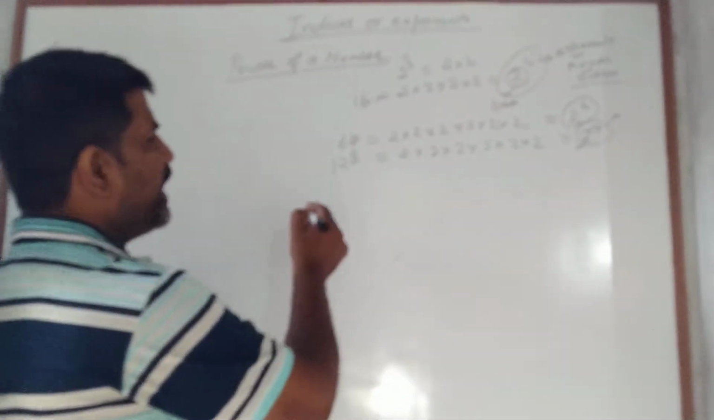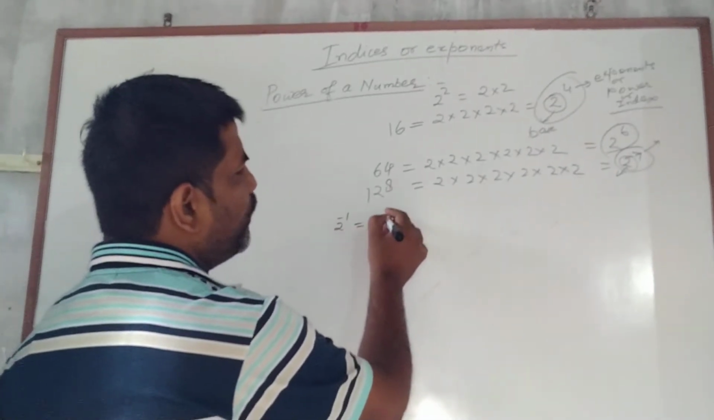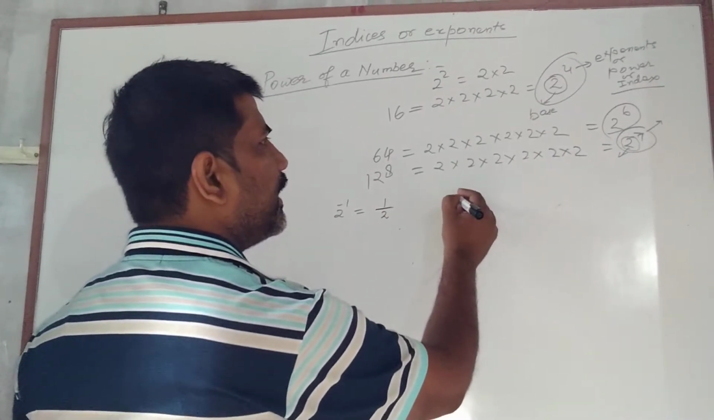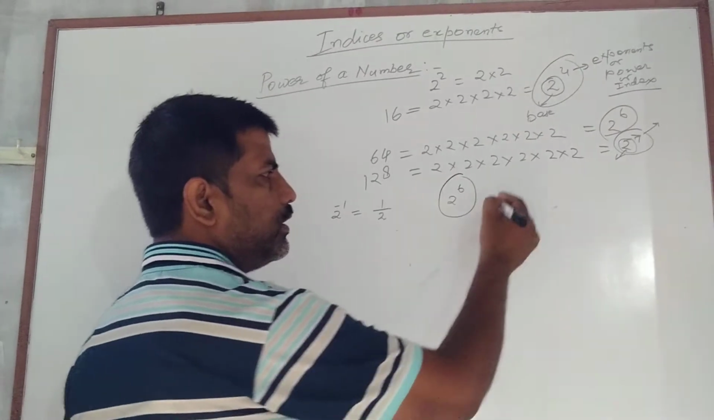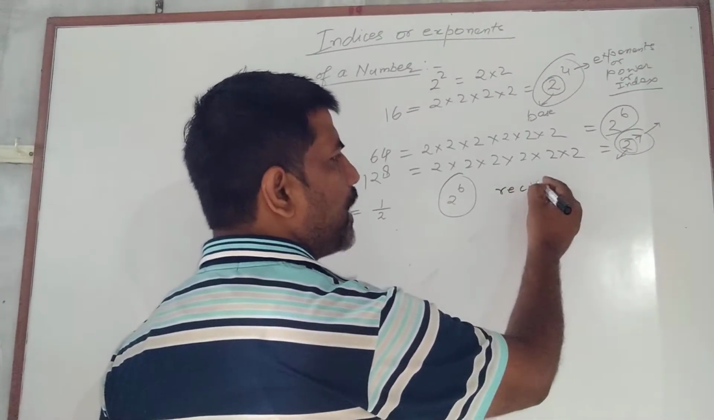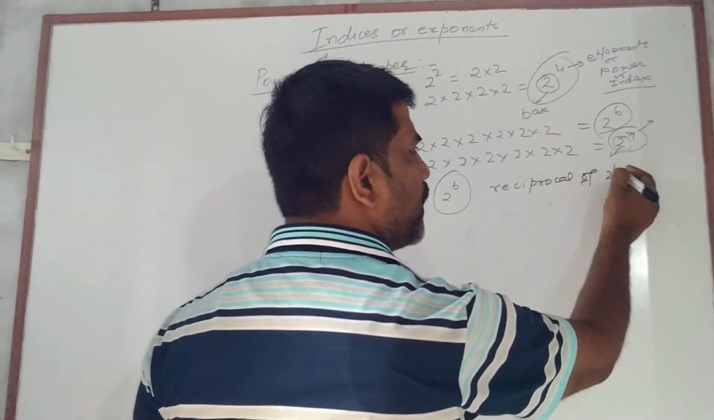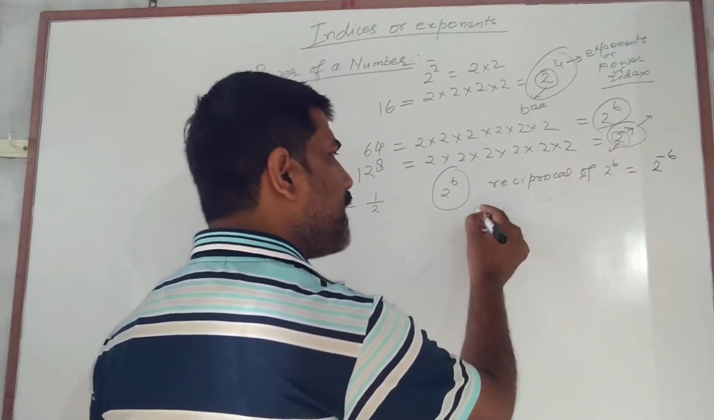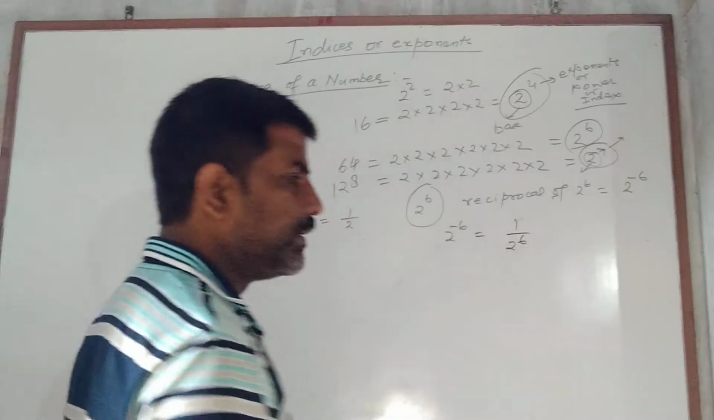If the power is negative, if we write 2 to the power minus 1, this value becomes 1 upon 2. Similarly, as we have written 2 to the power 6, what will be its reciprocal? The reciprocal of 2 to the power 6 is 2 to the power minus 6. So 2 to the power minus 6 means 1 upon 2 to the power 6.